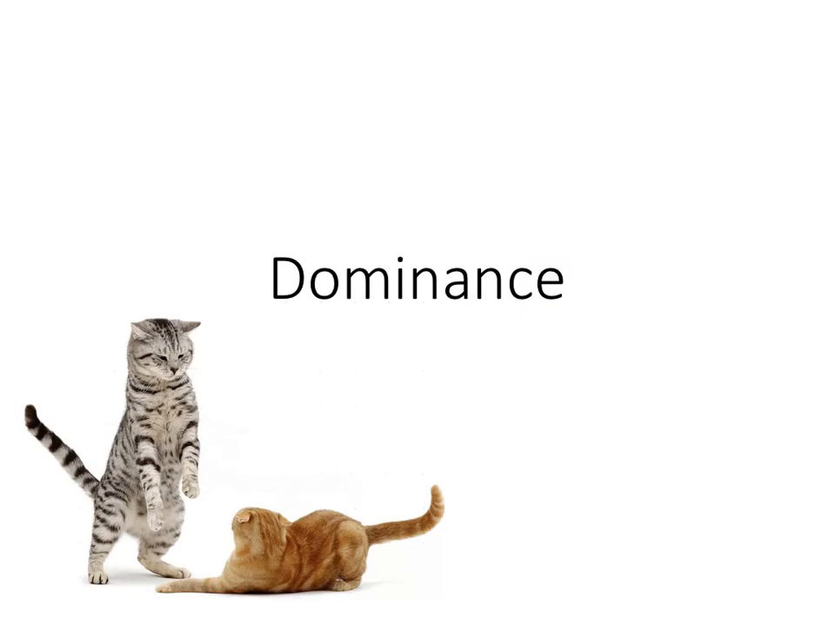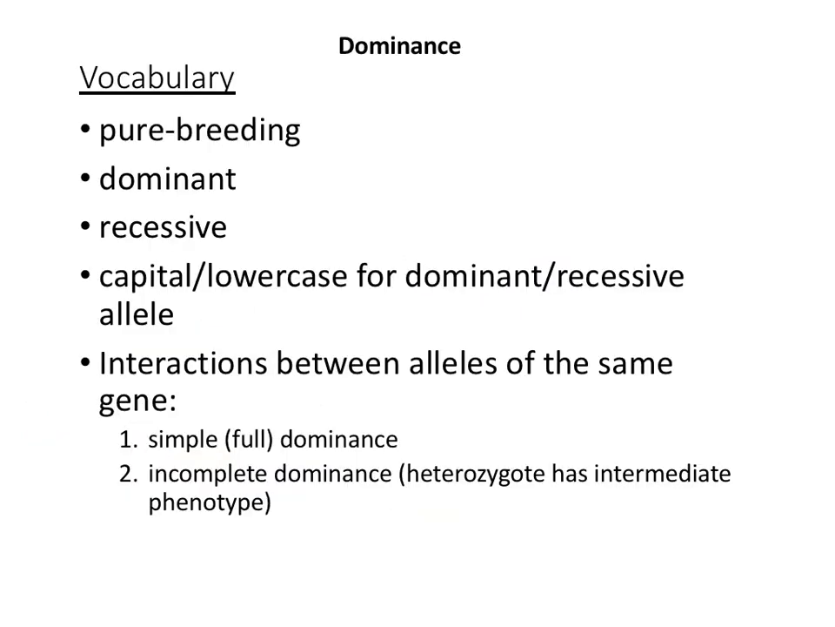Back to the kitties. Just a few vocabulary items, and what we're mainly going to focus on here is trying to understand how a geneticist can tell experimentally whether or not an allele is dominant or recessive to another allele. So this is a category of genetics called epistasis and gene-gene interactions, how two different alleles of a gene work together in the cell.